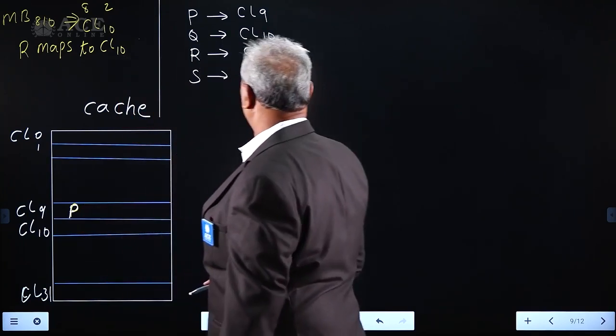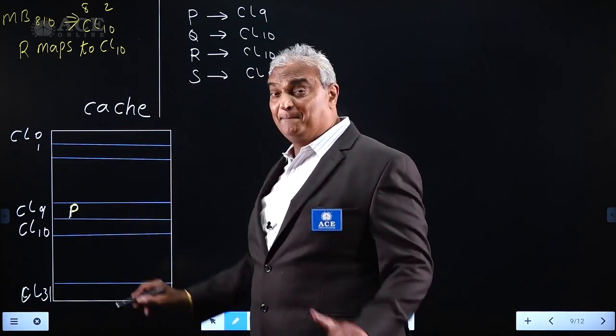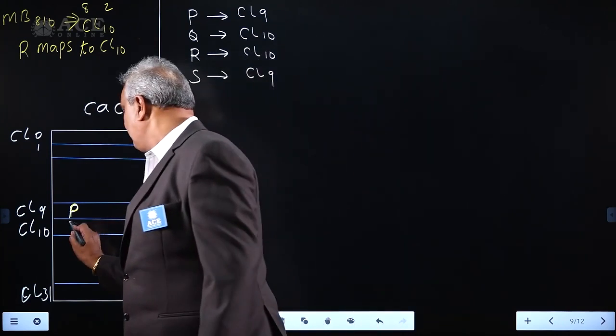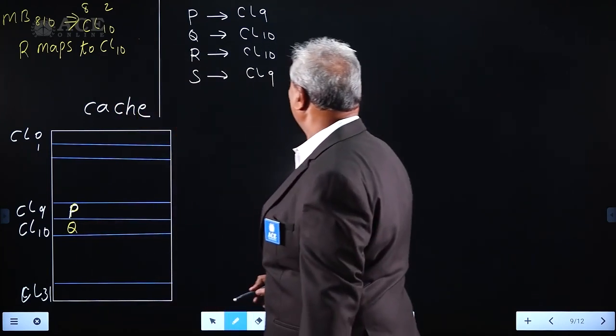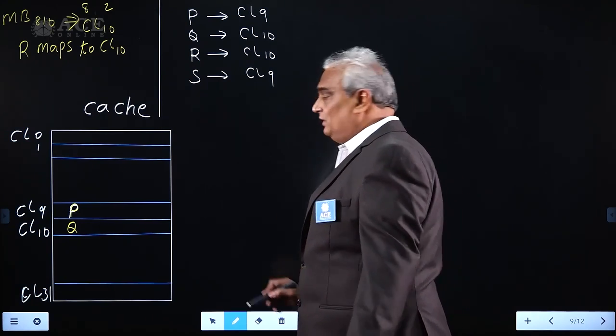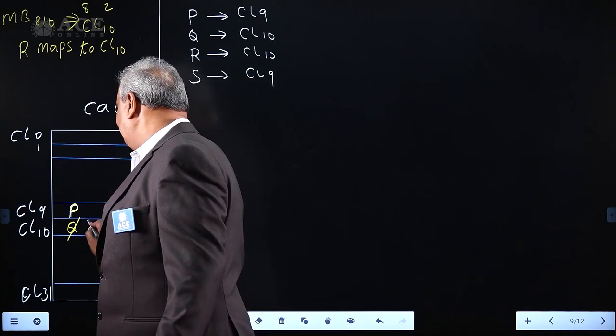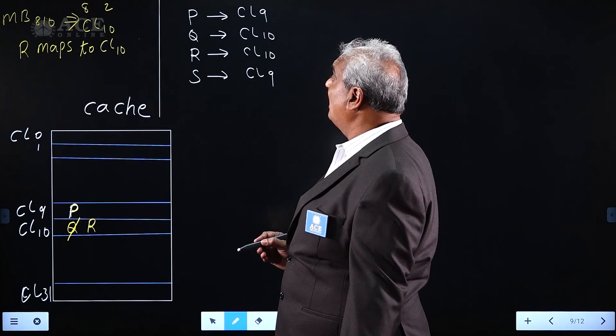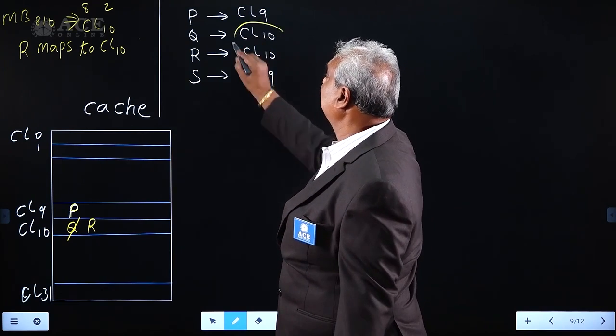CL9. Next. Right now it is a compulsory miss. What about the next one? Q, CL10. It is also a compulsory miss. Next, R, CL10. Since it is direct mapped, Q is replaced with R because Q and R words map to the same block.